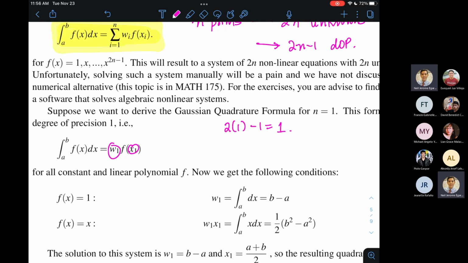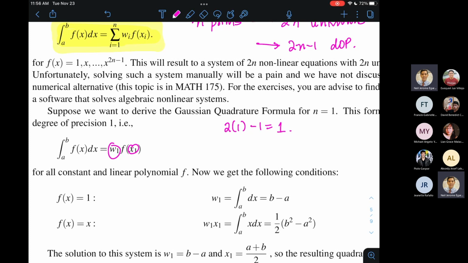Pero wala nang guarantee na yung approximate na makukuha ko for all quadratic polynomials would be exact. Posibleng hindi na eksakto yung makuha kong value para sa integral ng isang quadratic formula. So again, that's going back to the definition of the degree of precision.